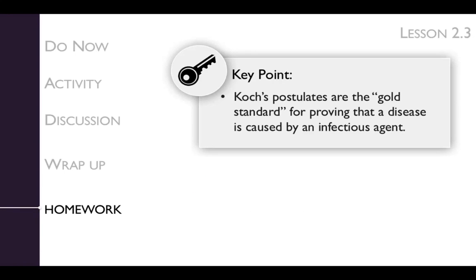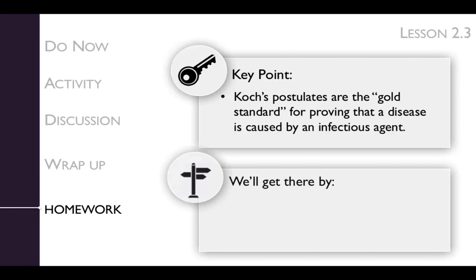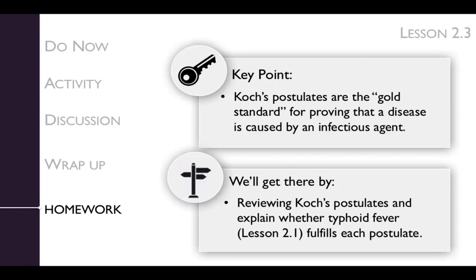The key point of the lesson's homework is that Koch's postulates are the gold standard for proving that a disease is caused by an infectious agent. We'll get there by having students review Koch's postulates and explain whether typhoid fever, which we discussed in Lesson 2.1, fulfills each postulate.